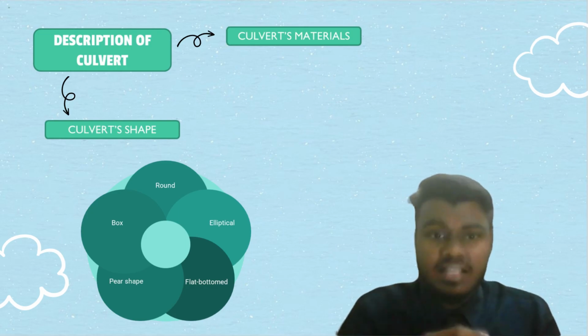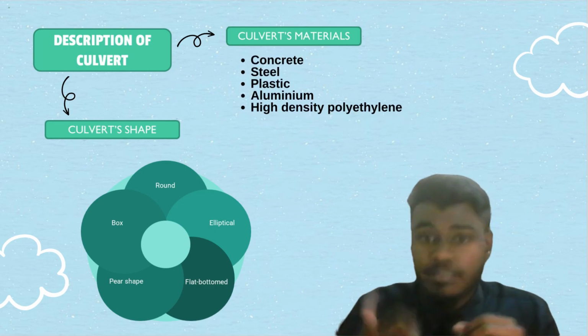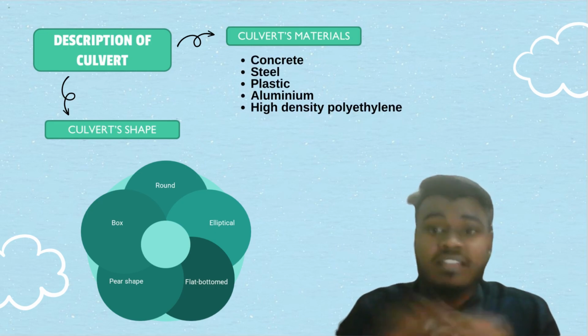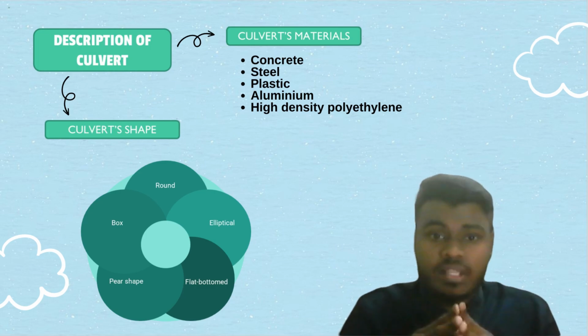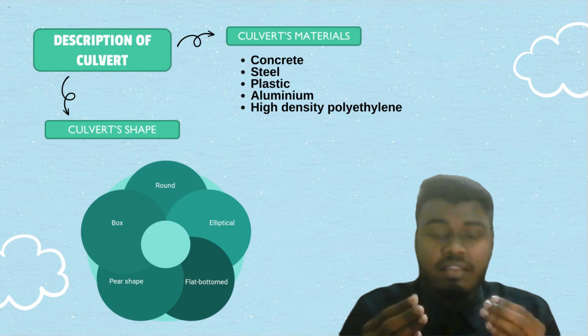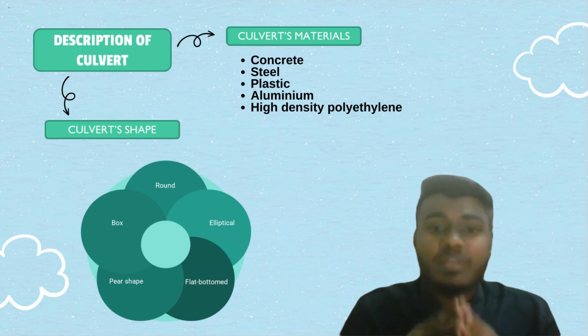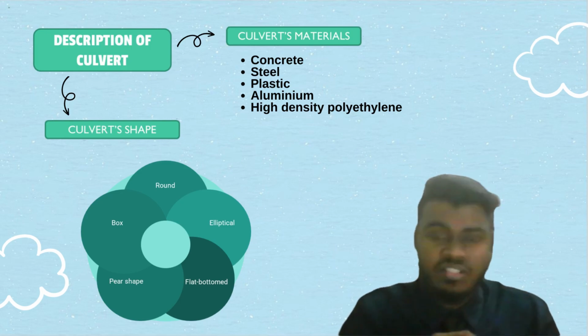For the materials, culverts can be constructed of a variety of materials, including cast-in-place or precast concrete, either reinforced or non-reinforced, and galvanized steel, aluminum, or plastic, and lastly, high-density polyethylene. Two or more materials may be combined to form composite structures.